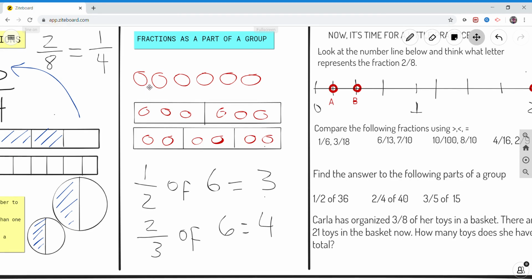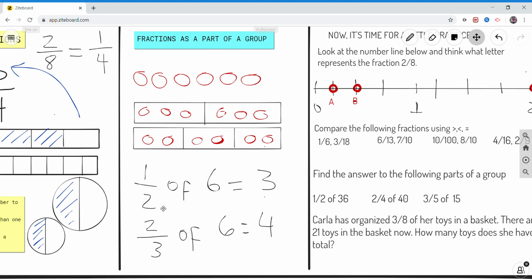If I put those 6 apples in 2 equal groups, I can say that 1/2 of 6 is 3. 1, 2, 3. I have 2 equal groups, 3 apples in each group. Then 1/2 of 6 equals 3.